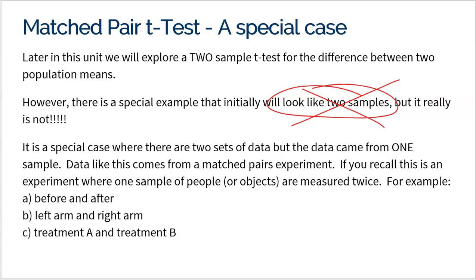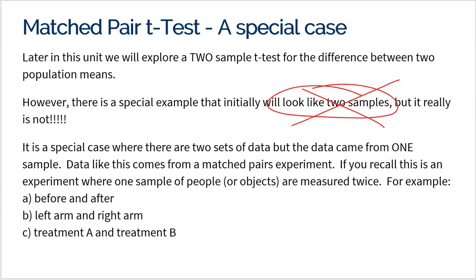Another example could be you do something with your left arm and do something with your right arm. So again, it's one person that does something with each arm. Maybe I put suntan lotion on one arm and I put a placebo on the other arm. But again, I need to be blinded, so I don't know what's on which arm. And I want to see the difference between the severity of the sunburn on each arm. So at the end of the day, it's going to look like I have two sets of data, left arm and right arm, but I really don't. I just have one sample that I looked at twice.